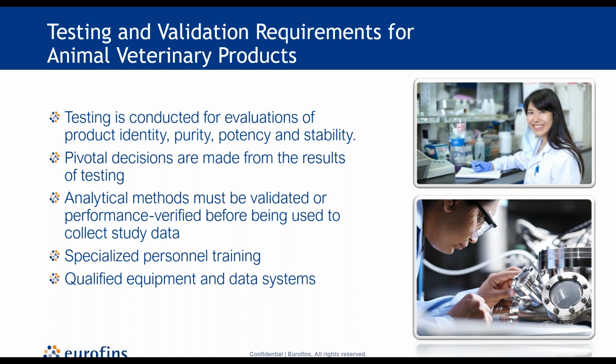Companies producing animal veterinary products must adhere to these regulations and ensure that their products meet the highest standards of quality and safety. And there have been advancements in technology and scientific understanding that continue to shape these requirements, so that they evolve with the industry and remain effective at protecting public health and safety.